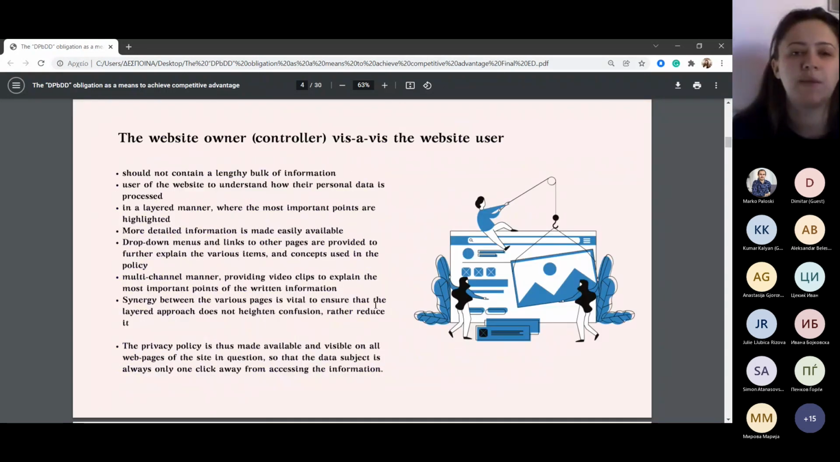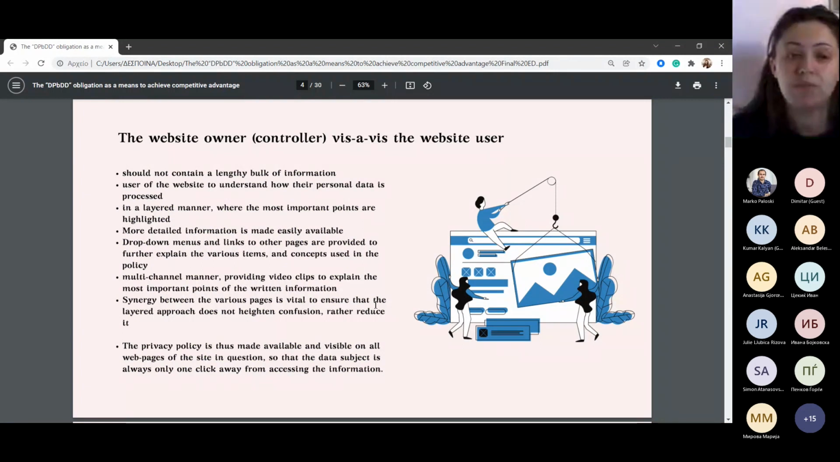So we have one example, we have a controller who might be a website owner, and on the other part a website user. On the part of the website owner, the website should not contain a lengthy bulk of information. We see now how the transparency principle is being enforced. So the user of the website can understand how their personal data is processed.